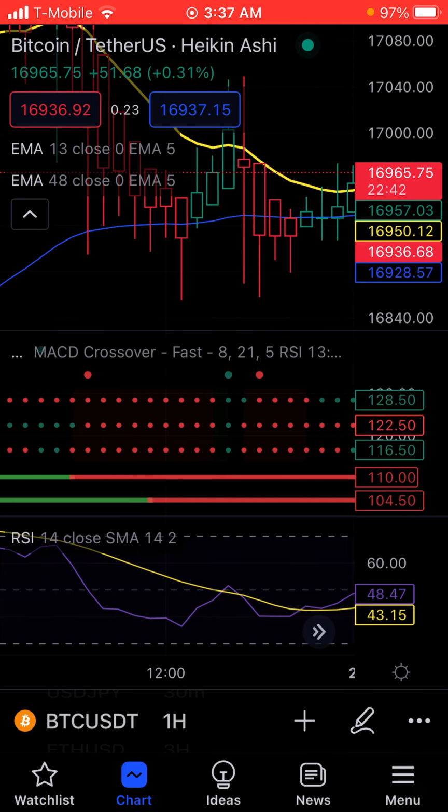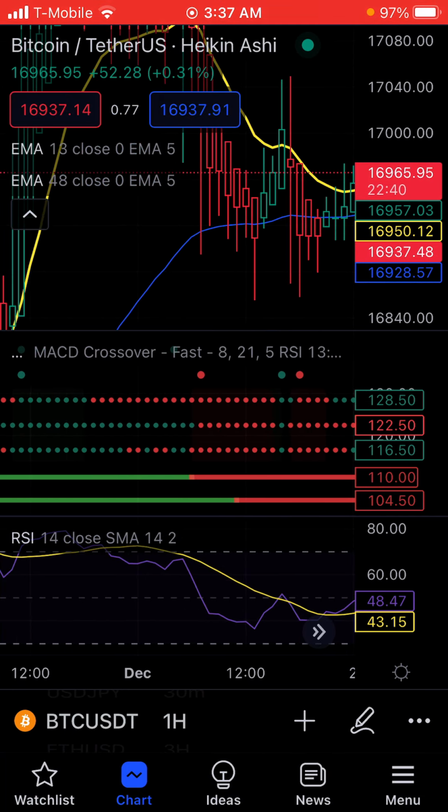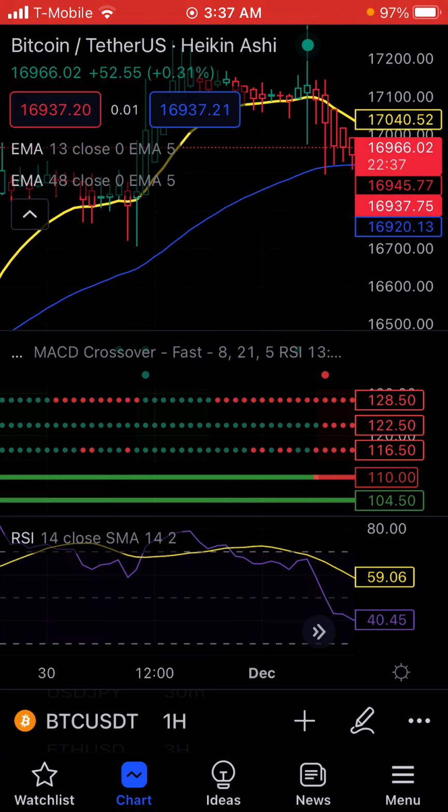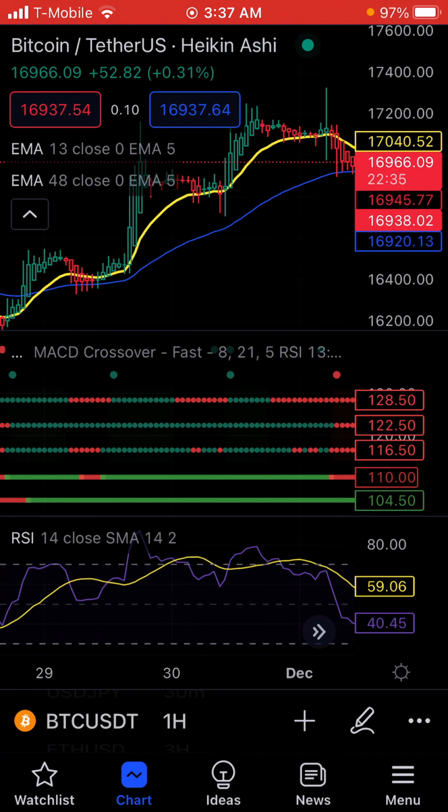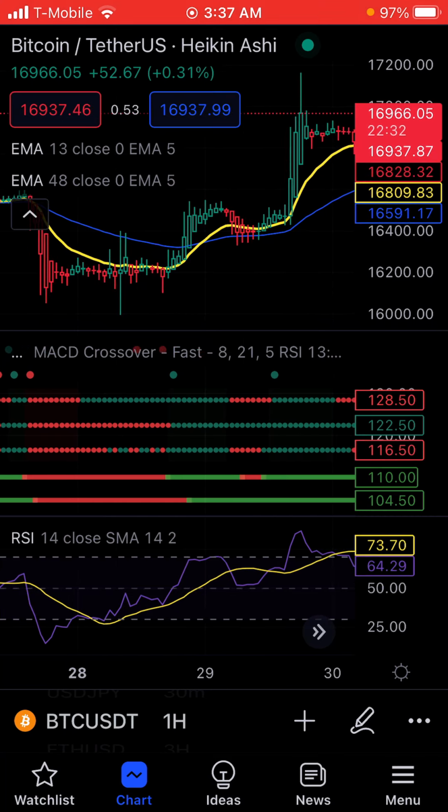We've got to find the moments where they cross. This works for any crypto. Okay, the cross is up right here.